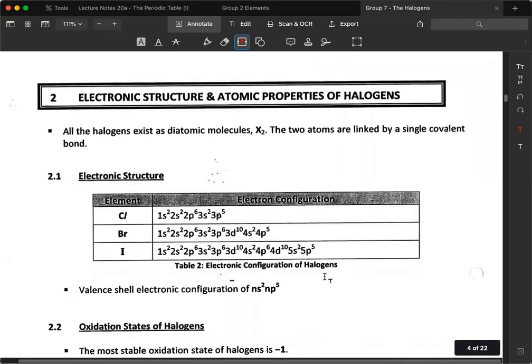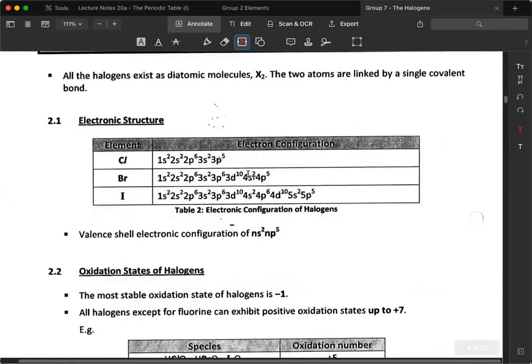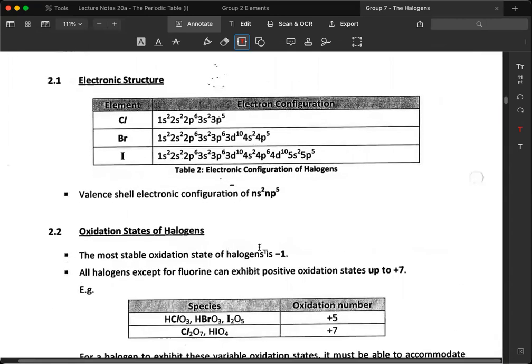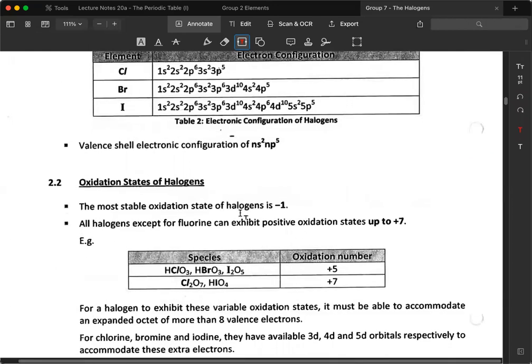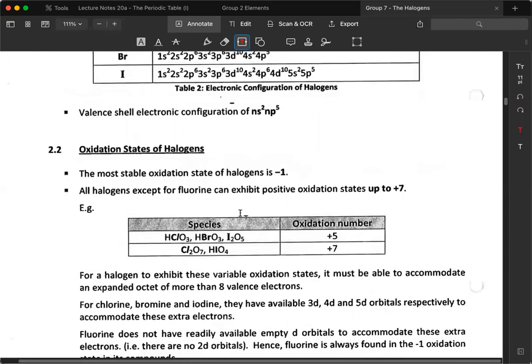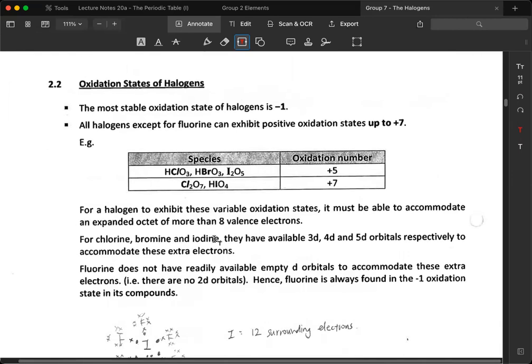So they are all diatomic molecules, and these are the electronic configurations. All have ns2np5. Oxidation state -1 can go all the way to +7, except for fluorine, which must be -1, because it's the most electronegative element.